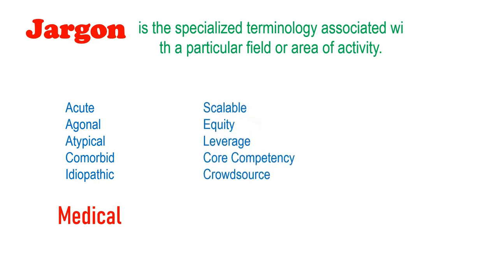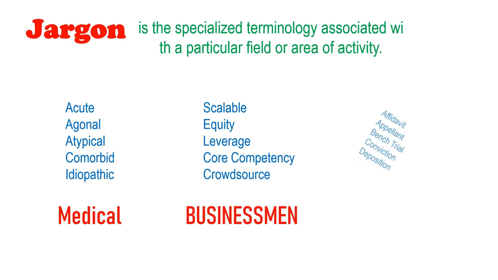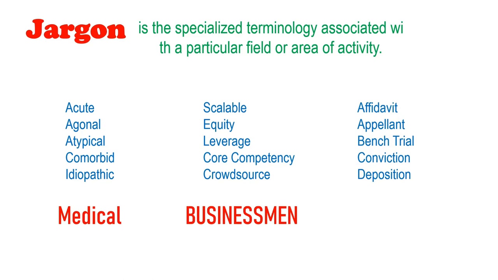How about these words? Scalable, equity, leverage, core competency, and crowdsource. But if you are an ABM student or a business student, then you can really understand these words since they are used by businessmen. How about this? Affidavit, appellant, bench trial, conviction, and deposition. Okay? These words are commonly used by lawyers. And those are examples of jargons.